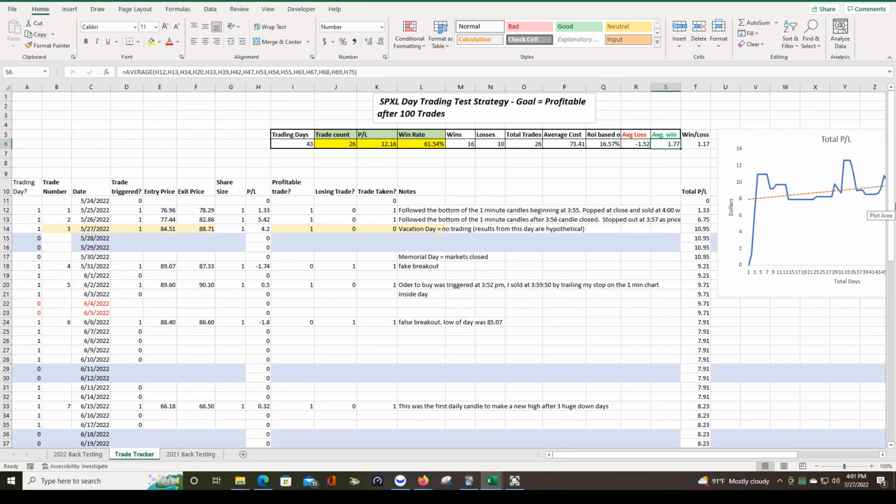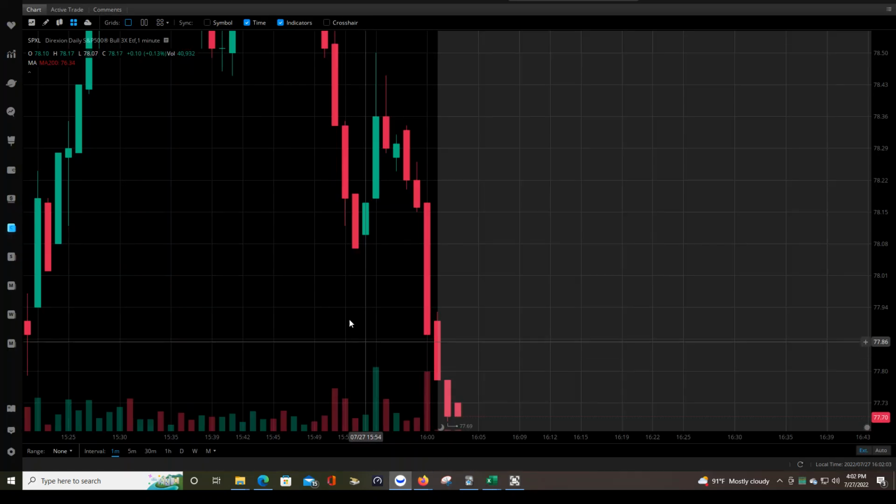Let me know if you have any questions about this. The main message that I want to get across here is that you should go into every single trade with a plan. I have a written trading plan that I'm following here, and I just do what it tells me, and that's really the value of having a trading plan and having trading discipline.